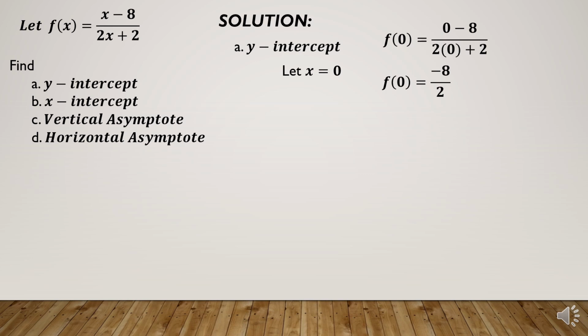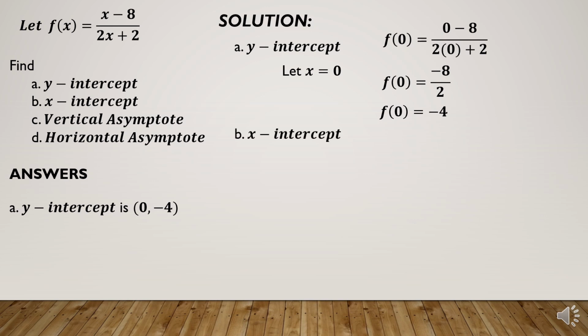f of 0 is equal to negative 8 over 2. And we can still simplify this to its lowest term. Therefore, f of 0 is equal to negative 4. Then, the y-intercept is 0, negative 4. The x-intercept. We let f of x is equal to 0. Then substitute the value of f of x to the given rational function. Then we have 0 is equal to x minus 8 all over 2x plus 2.